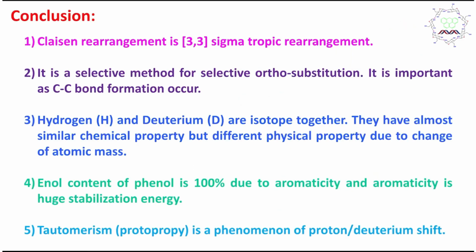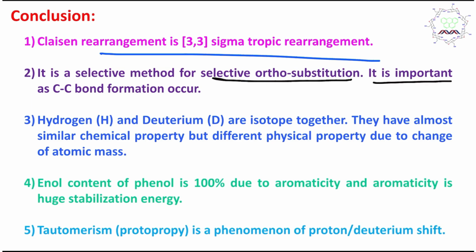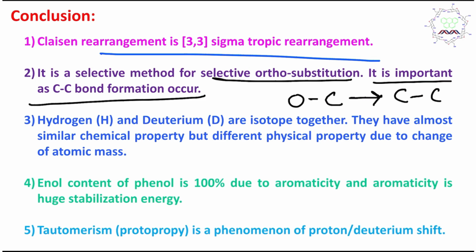Now, in conclusion, what you have learned today is that Claisen rearrangement is a 3,3 sigmatropic rearrangement. It is a selective method for ortho substitution, and it is important as carbon-carbon bond formation is possible. Previously there was an oxygen-carbon bond, after this reaction there is a carbon-carbon bond formation.